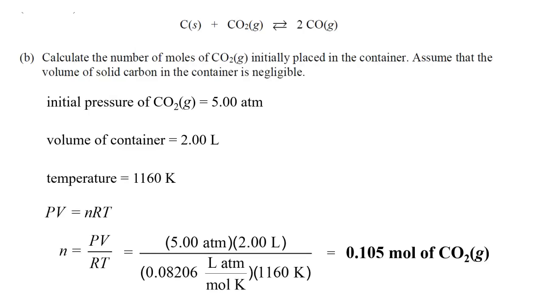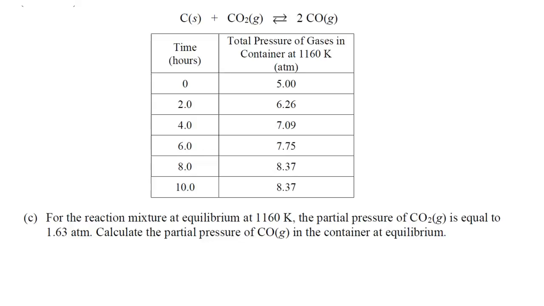Now let's take a look at part C of this question. In part C, it says, for the reaction mixture at equilibrium at 1160 Kelvin, the partial pressure of carbon dioxide is equal to 1.63 atmospheres. Calculate the partial pressure of carbon monoxide in the container at equilibrium.